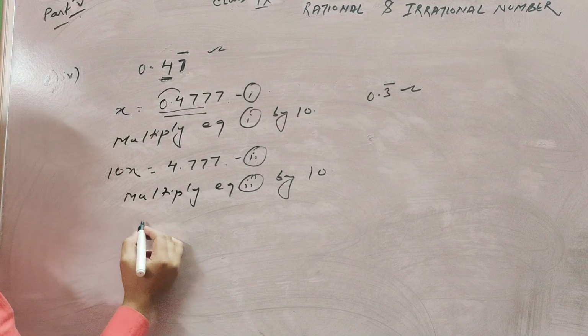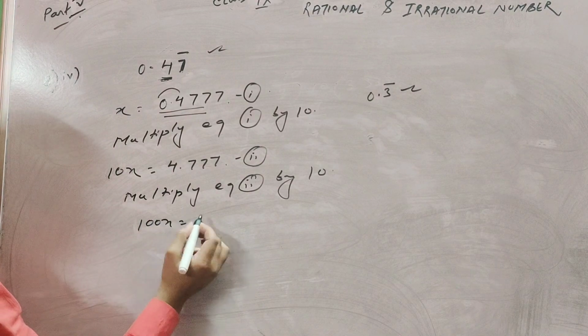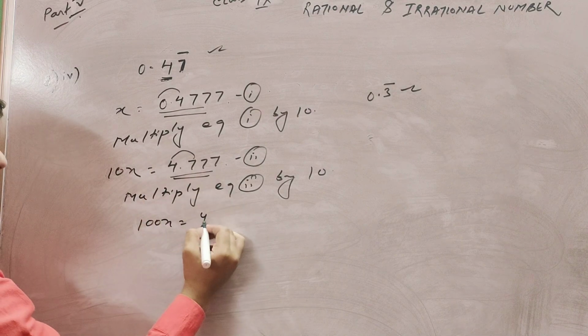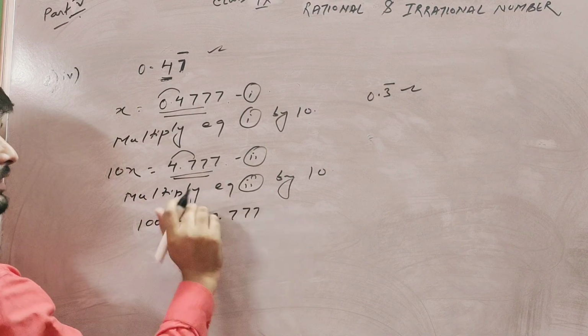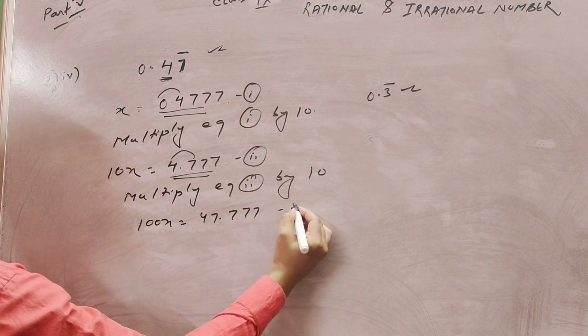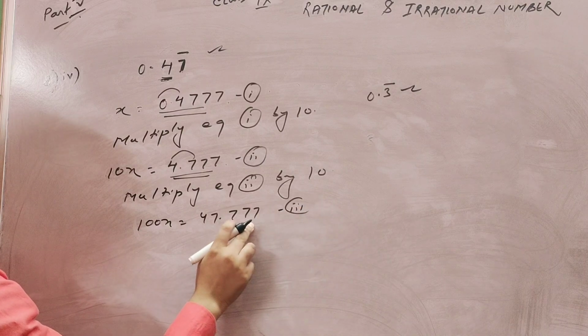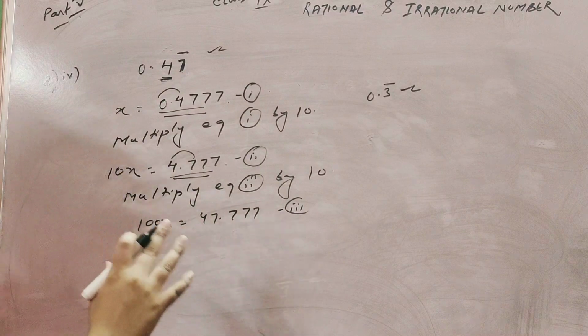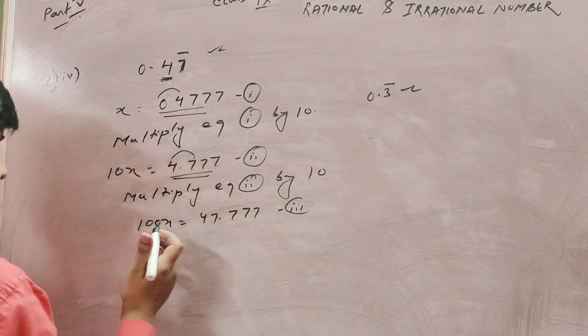Clear? So this is 100x, and when you multiply this one, this 7 goes this side, that means 47.777. Done. This is your equation 3. Why do you write it one more time? Because there is no stopping, they are continuously repeating. Now it's 7.